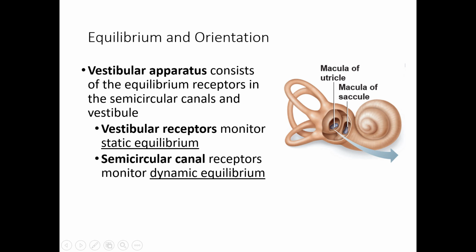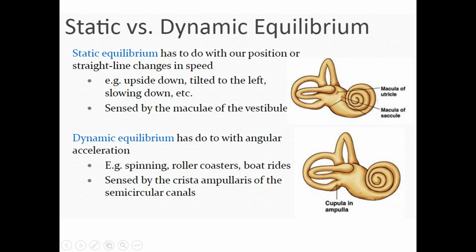Now we go into equilibrium, or balance and orientation in space. So here is our vestibular apparatus, the part of the inner ear, everything except the cochlea: the vestibule and semicircular canals. The vestibule, including the utricle and saccule, is responsible for static equilibrium, and the semicircular canals are responsible for dynamic equilibrium. What's the difference?